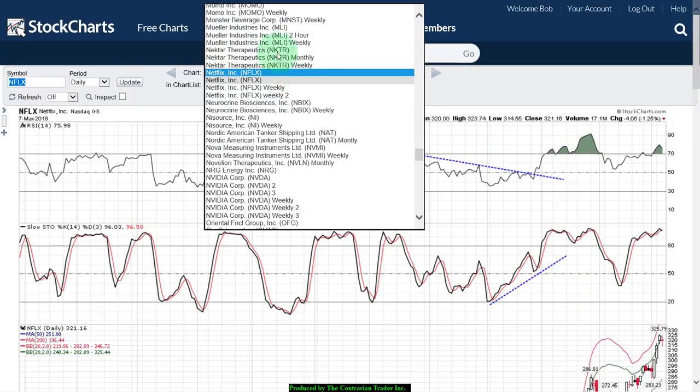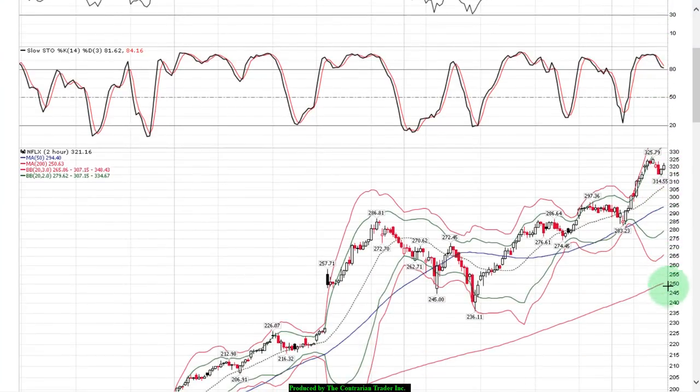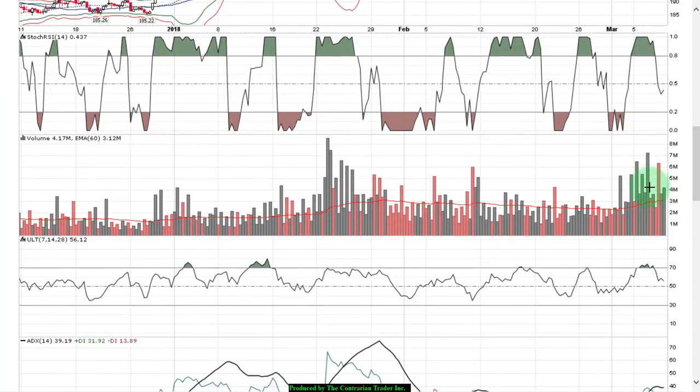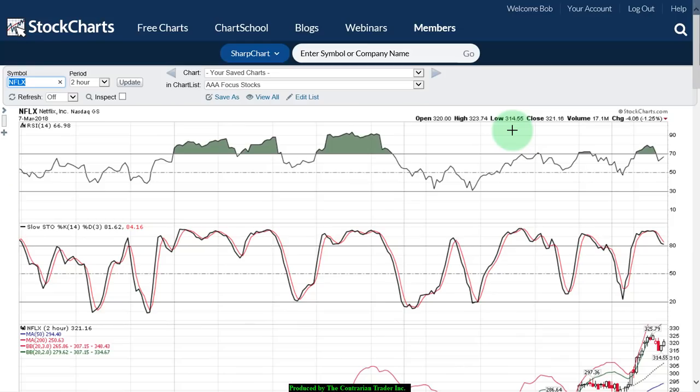Let's drill down to a 2-hour chart. Yeah, I think we're moving higher here. Stochastics are trying to hook back up. We rallied off the lows of the day yesterday into the close, and we did so on volume. So I think Netflix continues to move higher here in the short term anyway.